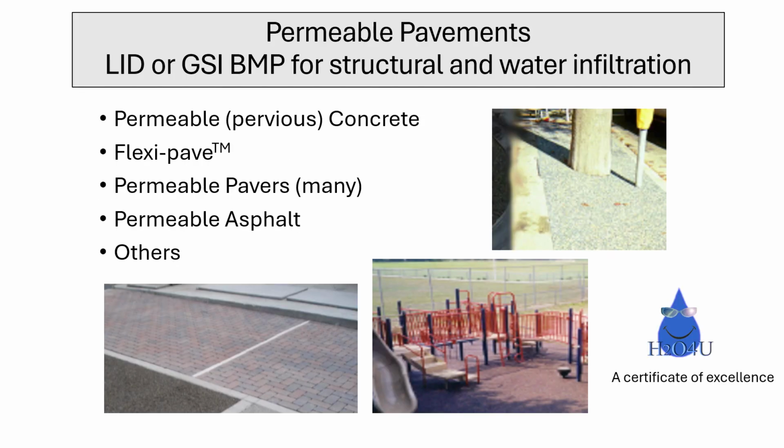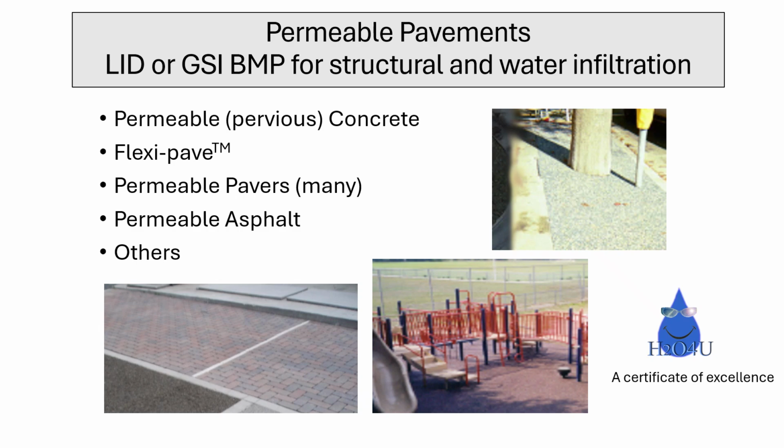Permeable pavements serve as an excellent example of a low-impact development, or LID, and green stormwater infrastructure, or GSI, best management practice. These pavements offer both structural integrity and crucial water infiltration capabilities. There are several types available, including permeable or pervious concrete, flexi-pave, and various kinds of permeable pavers and permeable asphalt. When considering these options, it's always wise to contact local suppliers to determine the most sustainable void spaces available within both the reservoir and surface layers for your specific project.